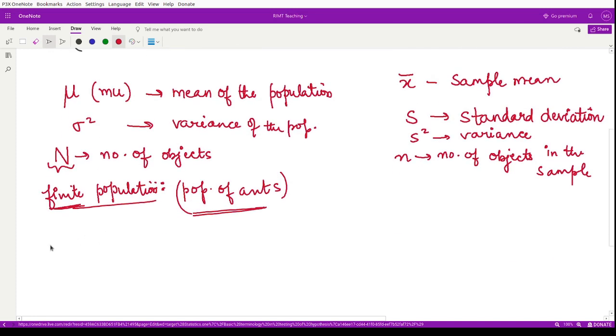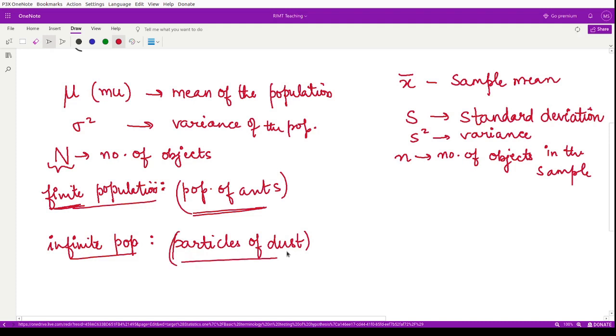And then an infinite population, which would have an infinite number of objects. If we are talking about particles of dust, basically you cannot count them, right? So this could be one example of an infinite population.